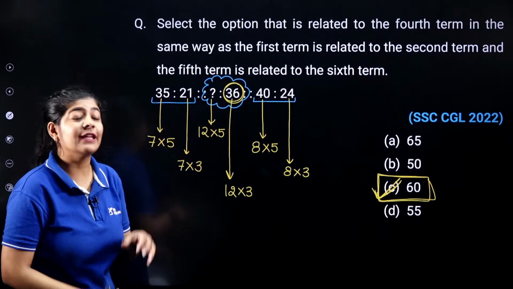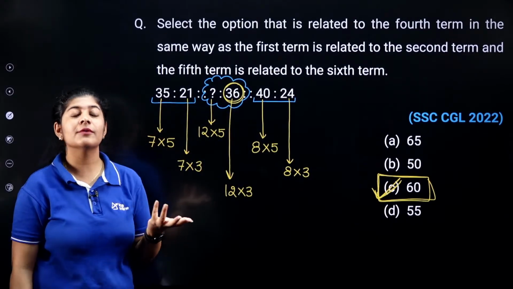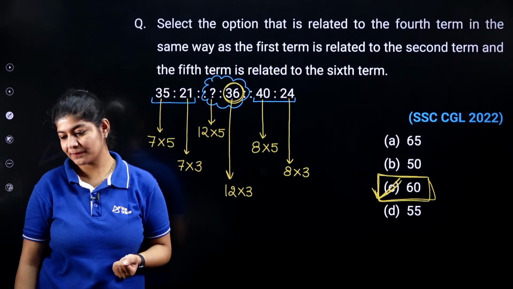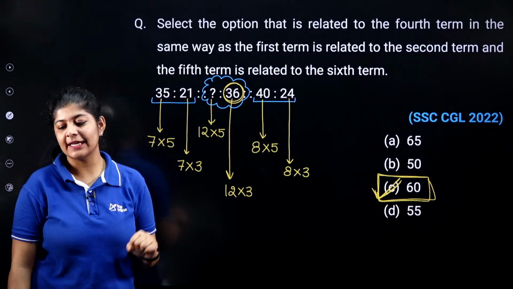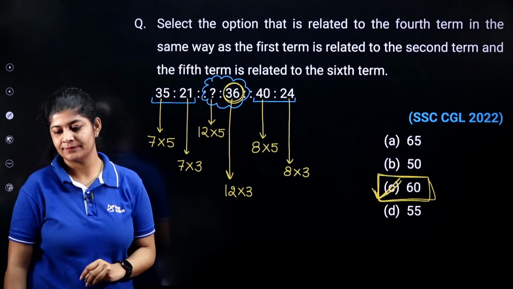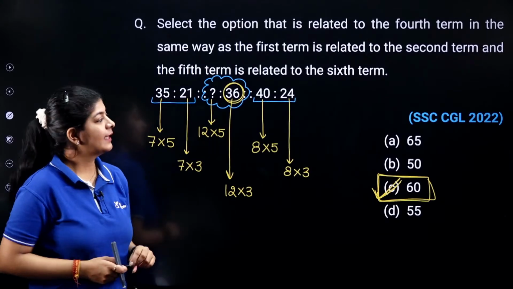Told you, this is a very easy pattern. All we need to do is analyze them carefully. Is it clear? The correct answer over here is option number C, that is 60. Clear? Okay. Next one.